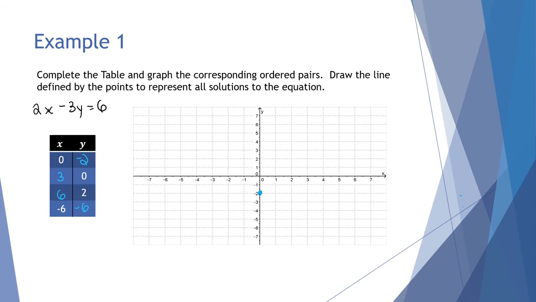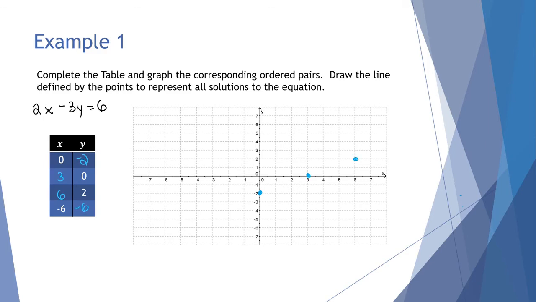Then from the next point, I start at the origin again, and my x is 3, so I move right to 3. And then I'm at 0 on the y, so I'm not changing anything on the y, so that's where my next point is. Then I'm at the origin. I go to 6 on x, and then from there, I go up to 2.